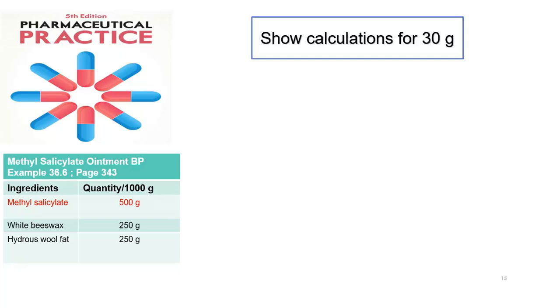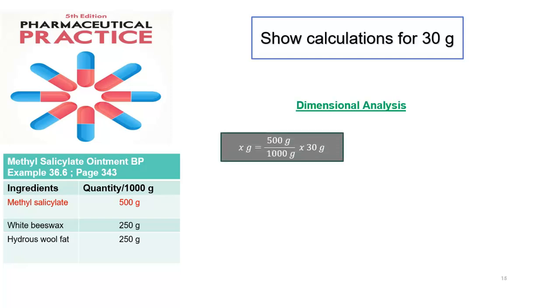And so here, if the request is to make 30 grams, all you have to do is use your dimensional analysis, 500 over 1,000 times 30 grams to get your answer, which is 15 grams. And as you can see here, you should be able to estimate your answer. Methyl salicylate is 500 grams, half of 1,000. So of course, I'm going to expect that my answer should have been 15 without doing the calculation, because half of 30 is 15 and methyl salicylate is half of the formulation.